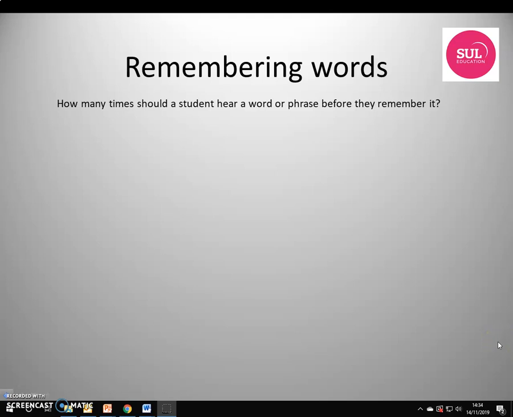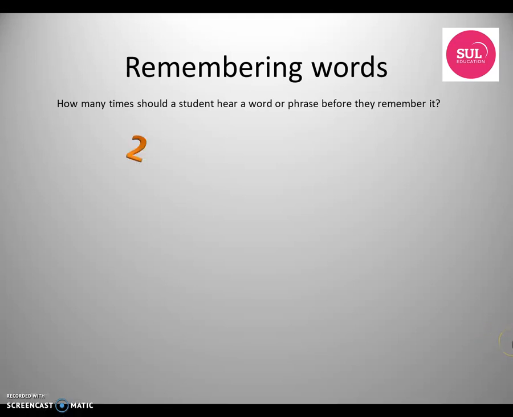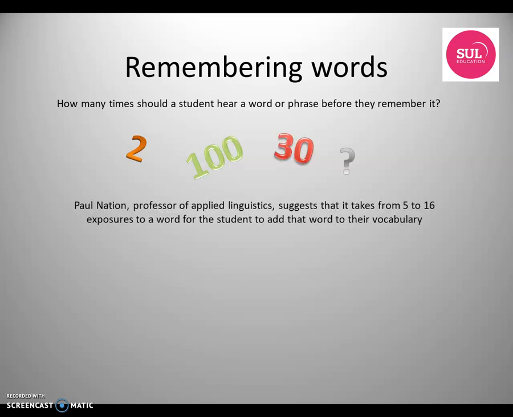When a student learns a new word, how many times should they hear it and use it before it becomes a permanent part of their vocabulary? 2 times? 100 times? 30 times? Well, Paul Nation has researched this. Between 5 and 16 times. And if you don't use it, you lose it.